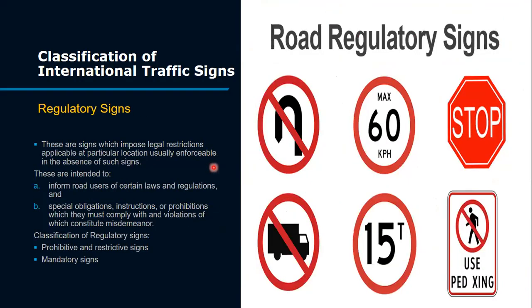Okay. So next is the regulatory signs. These are signs which impose legal restrictions applicable at a particular location, usually enforceable in the absence of such signs. These are intended to inform the road users of certain laws and regulations and special obligations, instructions, or prohibitions which they must comply with, and violation of which constitutes a misdemeanor. The classification of regulatory signs is the prohibitive and restrictive signs and the mandatory signs. So this is under the classification of international traffic signs.